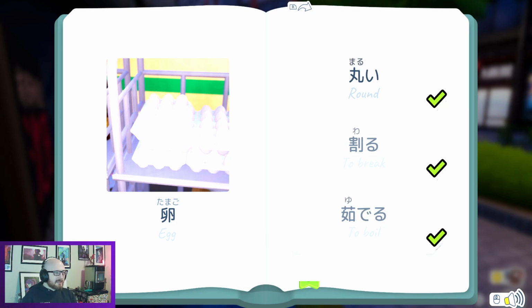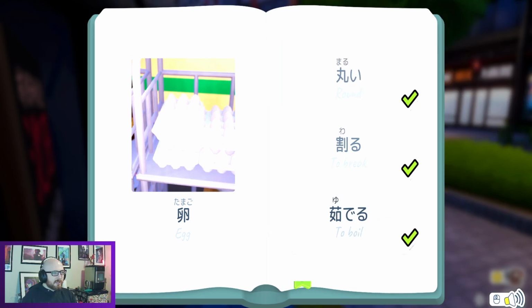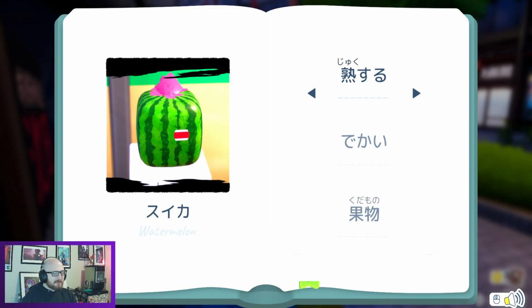But let's go ahead and listen to these again. Marui, round. Waru, break. Yuderu, to boil. Okay. Suika, here we have watermelon. Everybody enjoyed Suika Game for like that hot 30 seconds that it was in the public zeitgeist. Congratulations, Suika game.